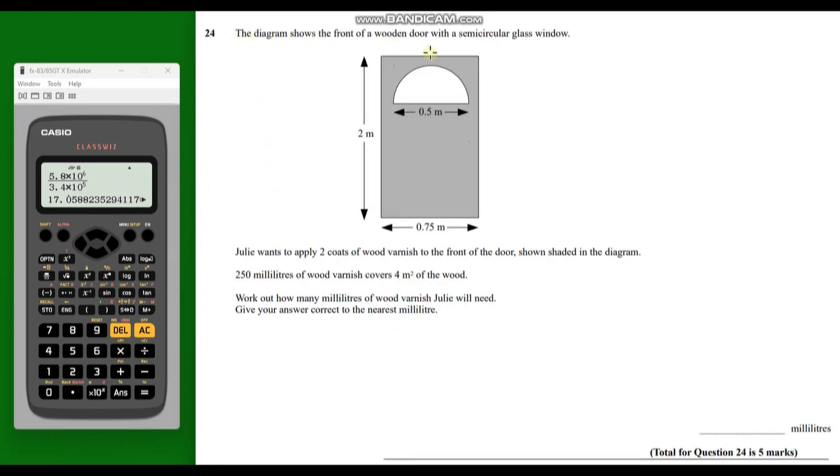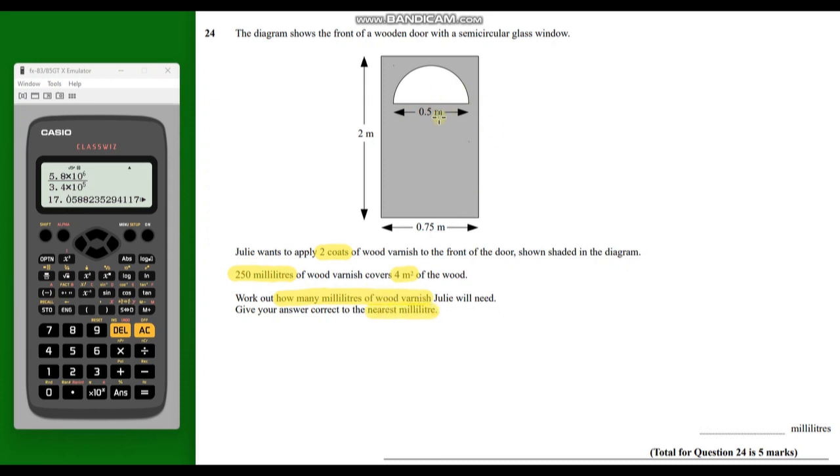Question 24. The diagram shows the front of a wooden door with a semicircular glass window. Julie wants to apply 2 coats of wood varnish to the front of the door, shown shaded in the diagram. 250 millilitres of wood varnish covers 4 meters squared of the wood. Work out how many millilitres of wood varnish Julie will need. Give your answer correct to the nearest millilitre.